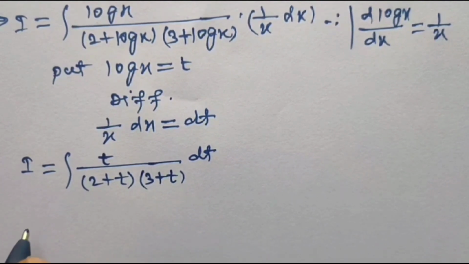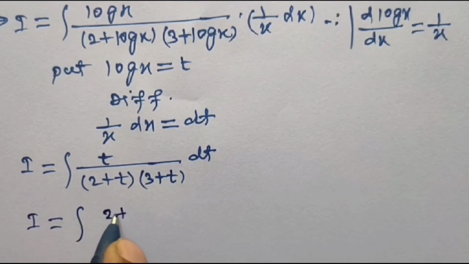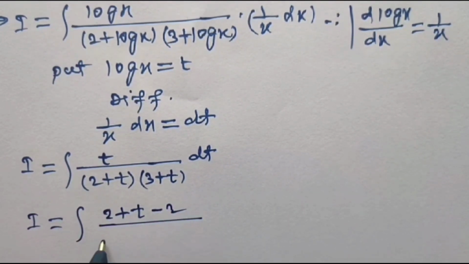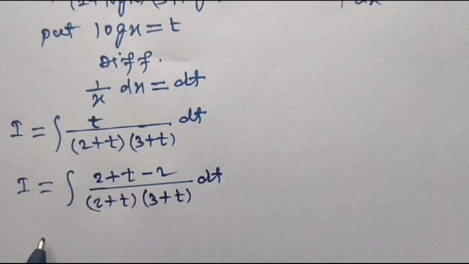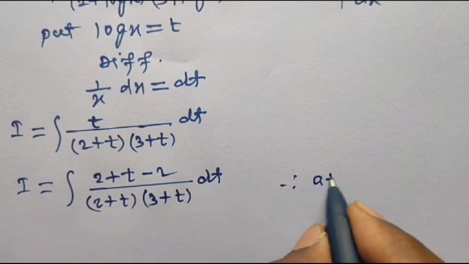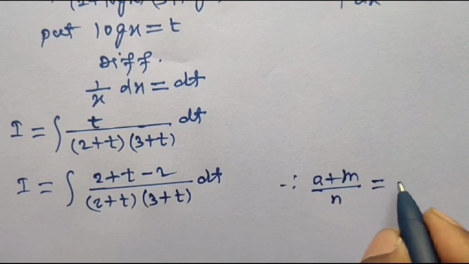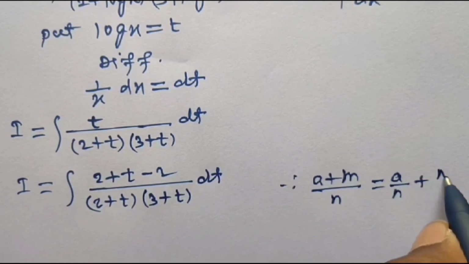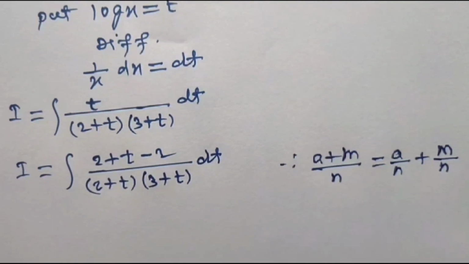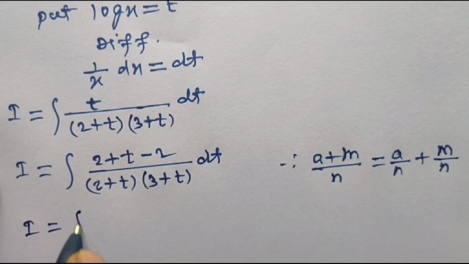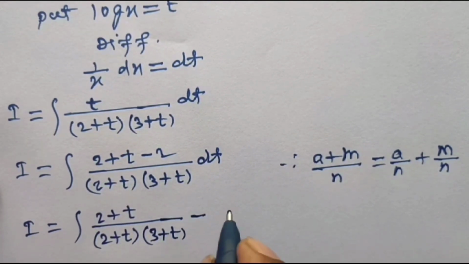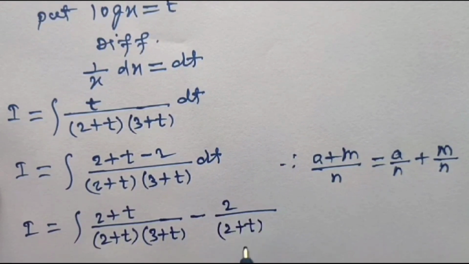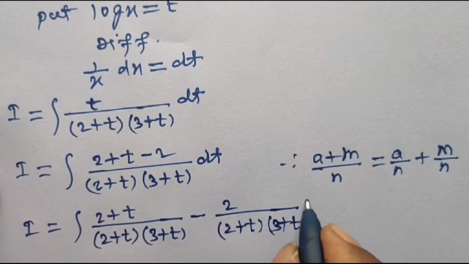Okay, so I is equal to the integral of (2 plus t minus 2) divided by (2 plus t)(3 plus t) with respect to t. Now since (a plus m) upon n is equal to a upon n plus m upon n, you can apply this formula. Hence, I can be written as the integral of (2 plus t) divided by (2 plus t)(3 plus t) plus (t minus 2) upon (2 plus t)(3 plus t) with respect to t.